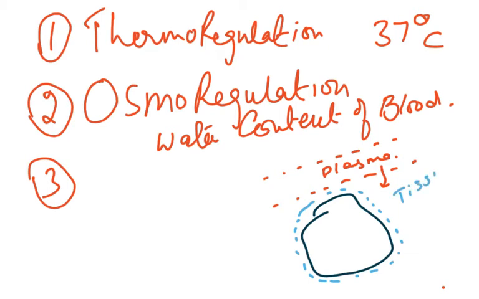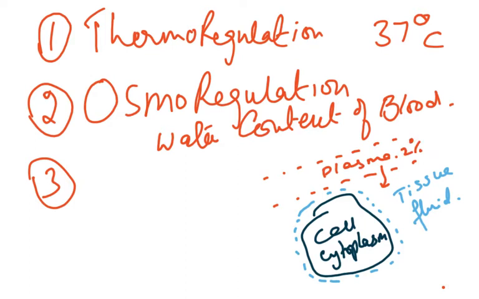So the tissue fluid is very important, that the concentration of the tissue fluid must be maintained, because inside the cell the cytoplasm has a certain number of solutes in it: sodium, potassium, chloride, glucose. So what we need to understand is that if the plasma, I'm just giving you an example, is a 2% solution, and the tissue fluid is also a 2% solution, and the cell cytoplasm is also a 2% solution, so then of course everything will remain intact.